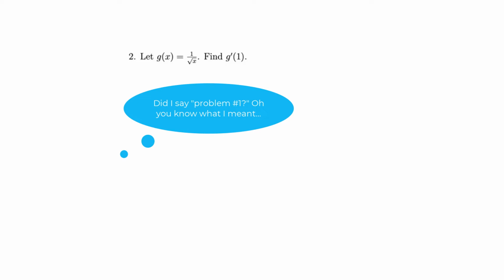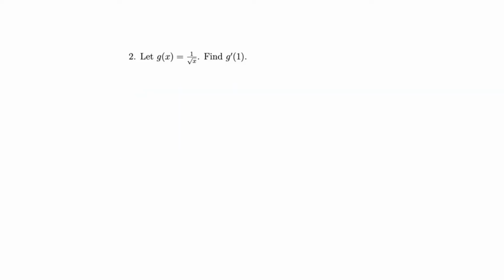So we had g of x is the function 1 over square root of x, and we were supposed to find g prime of 1 using the definition of the derivative at a point. So I'm going to do it both ways. Remember, there were two different ways we could do it.